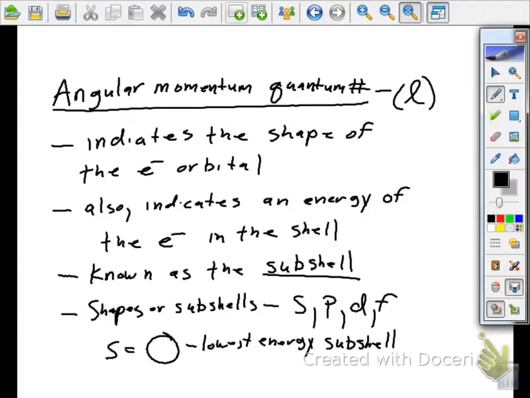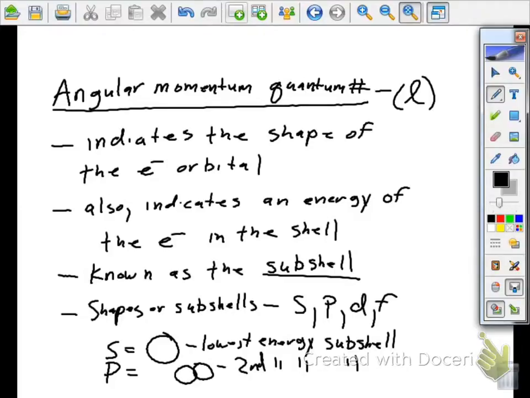All right, so I'll go ahead and draw that. But a P is, and then I won't do D or F. We don't need to go to that extent. So then a P would look kind of like a dumbbell shape. And this is the second lowest energy subshell. And you can kind of keep going. D is going to be the third, and F is going to be the fourth. Okay, so these are just shapes that the electrons take in the pathway around the nucleus. Okay? Any questions with that?